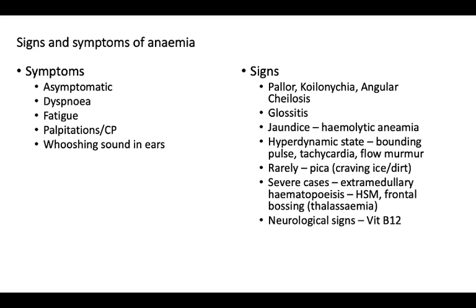Rarely, there are some patients who might present with signs such as pica, which is when they have a craving for ice or dirt. And in very severe cases, the anemia can lead to extramedullary hematopoiesis. So this is basically when blood cells start being made outside of the medullary bone. And this can be seen as hepatosplenomegaly or frontal bossing of the skull.